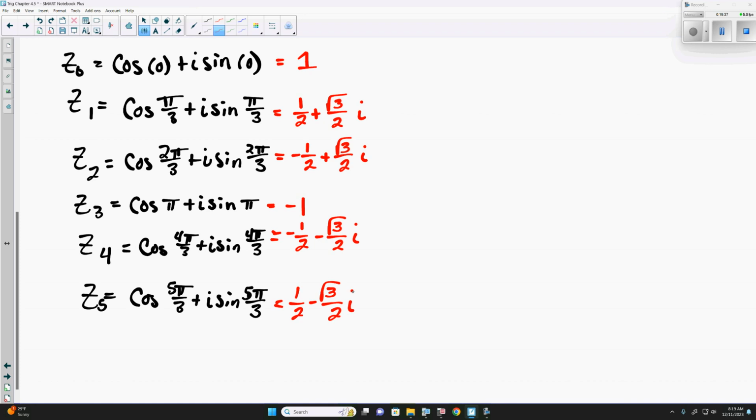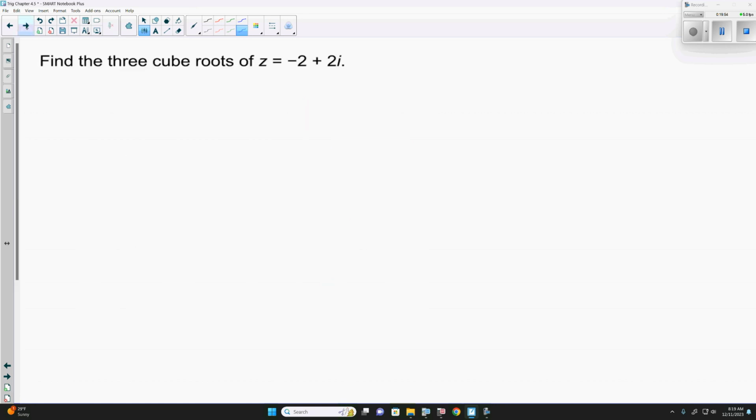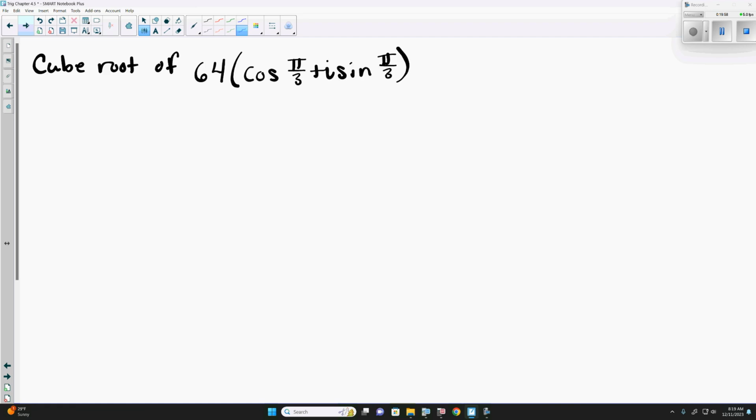And those are all 6 roots. They're always going to come this way because they need to come in conjugate pairs. But that's it. Questions on this here? Questions on how this theorem works? Do you feel comfortable with finding these roots?